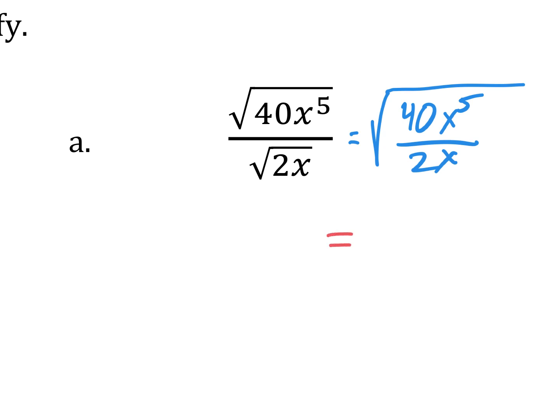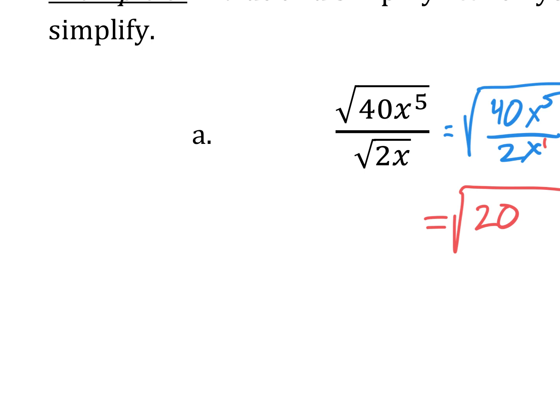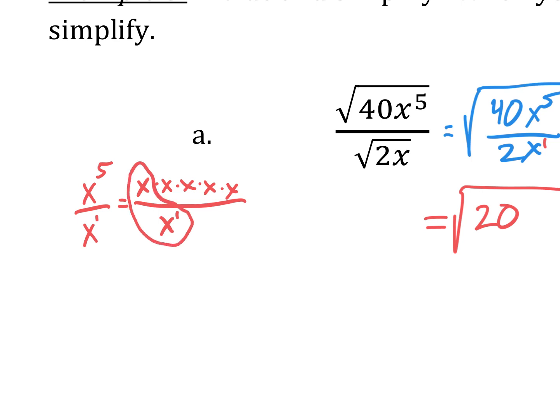We know what 40 divided by 2 is. 40 divided by 2 is 20. And x to the 5th divided by x to the first. Do you remember the rule there? We're going to subtract those exponents. A little side note here: x to the 5th over x to the first is x times x times x times x times x all over x to the first. And if you take these two x's, x divided by x is 1. So this is really 1 times x times x times x times x. In other words, x to the 4th.